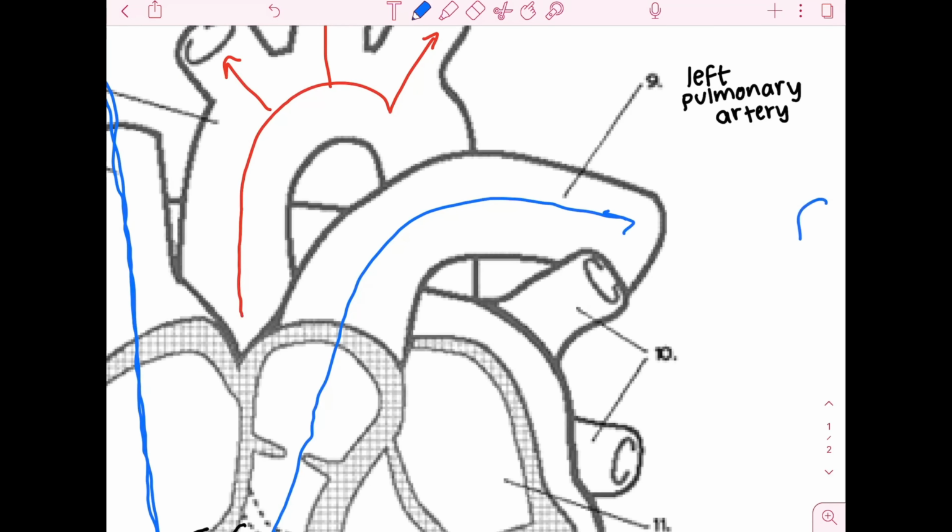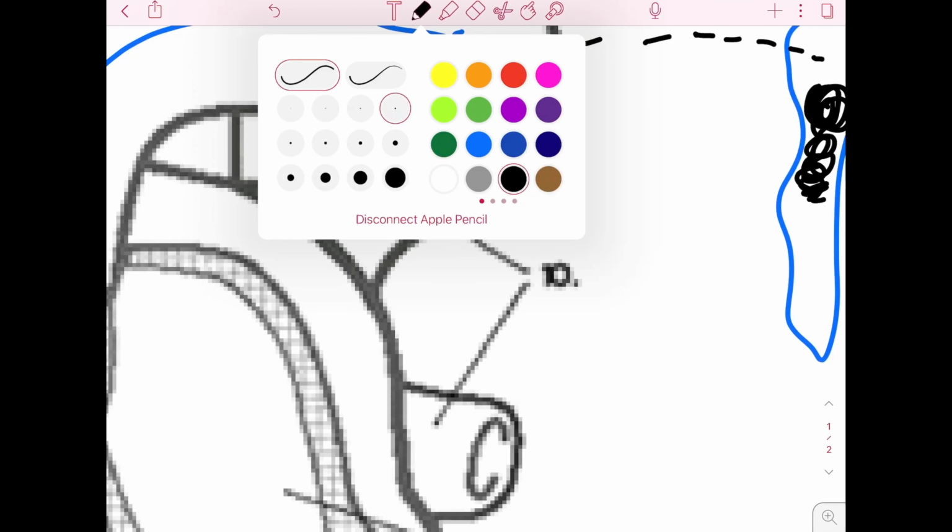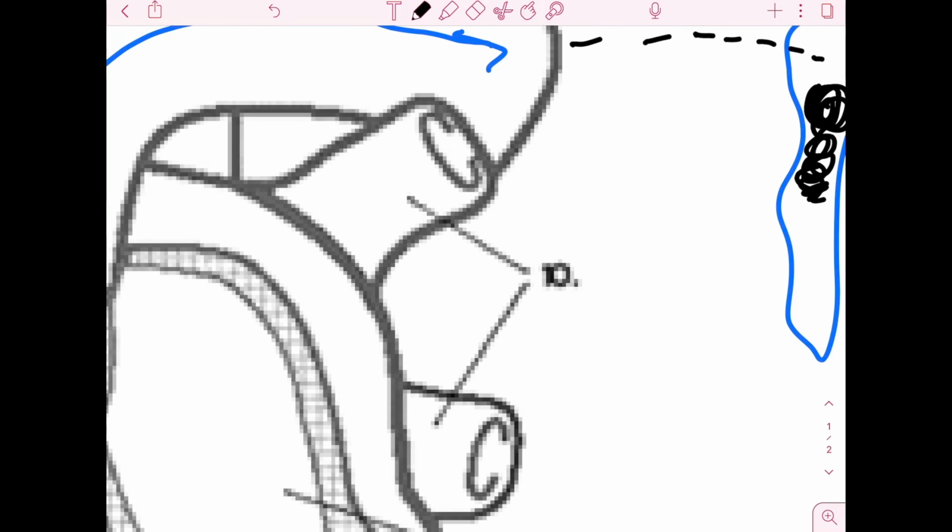So we have another lung on this side. Now this blood is going to continue to the lungs like this, and then it's going to get reoxygenated with all the oxygen that's present in the lungs right here. And then it'll eventually come back to the heart. Okay, let's move on to number 10. These are going to be the left pulmonary veins.